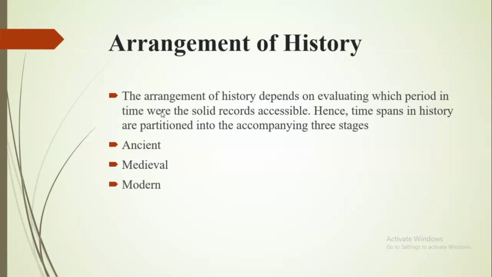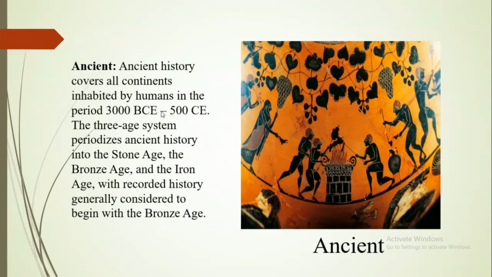So we find different records of history from the ancient times. We start with the ancient times, and ancient times will be categorized into different categories. We will be studying those categories in the other lectures as well. So these are basically the three stages: the ancient, the medieval, and the modern. We are going to study these three stages in detail. Okay, so what is ancient times?